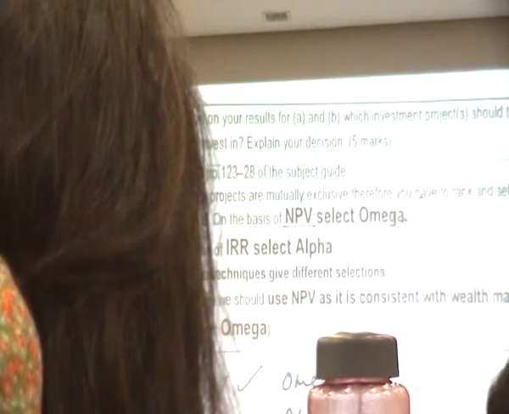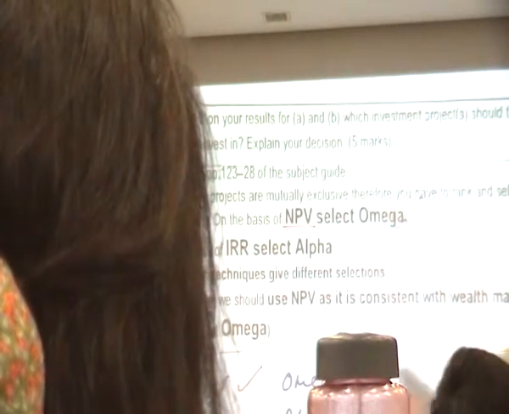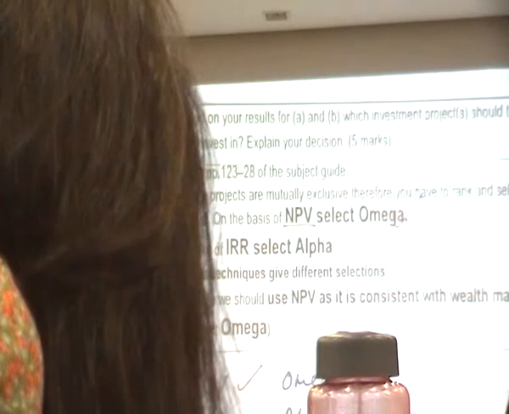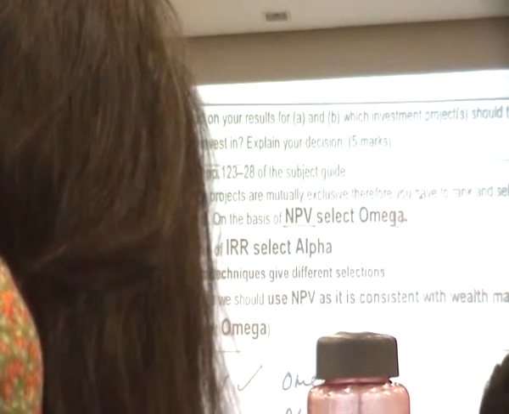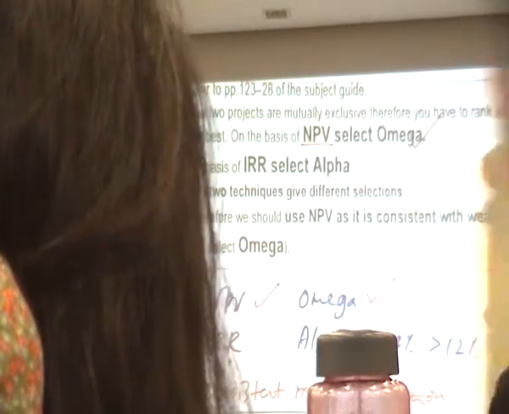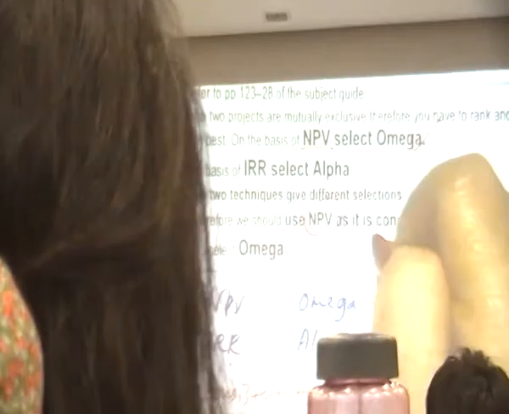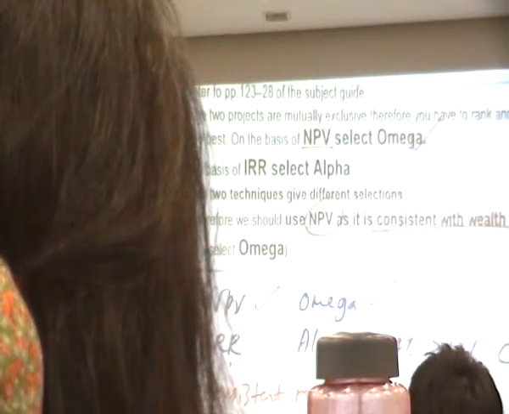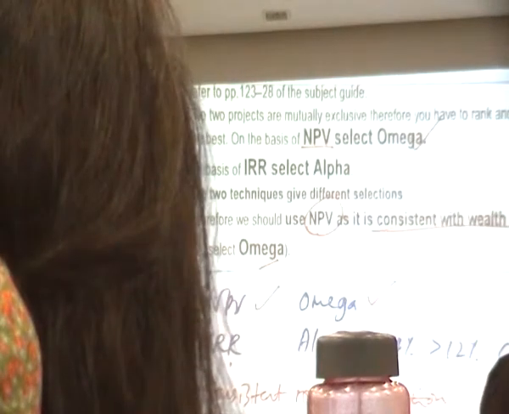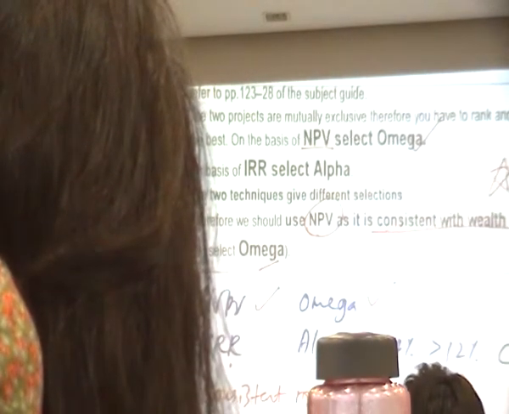This kind of problem will arise in a situation where we have mutually exclusive projects. The solution is to follow NPV because it's consistent with maximizing shareholder wealth. So the answer is still omega. Okay, important one now.